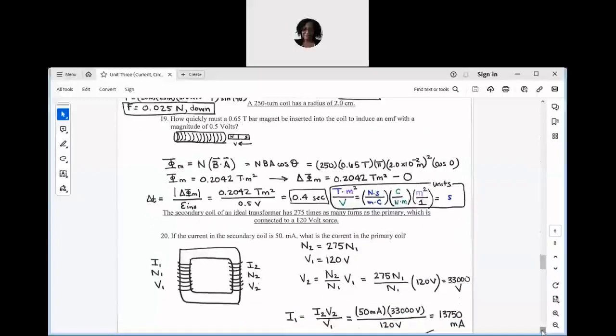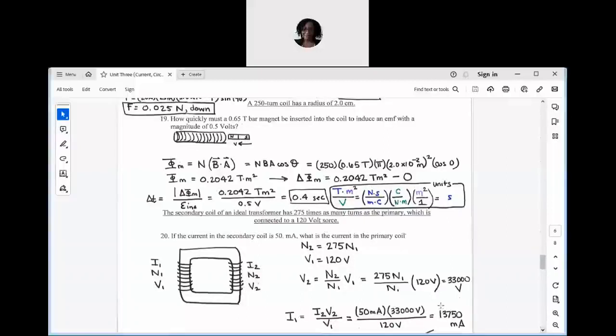Next, we have a coil with a known number of turns and a known radius. How quickly must a 0.65 Tesla bar magnet be inserted into the coil to induce an EMF with a magnitude of 0.5 volts? This is a Faraday's law problem, and you can't think of this as a Lenz's law problem, but all I'm asking you about is the magnitude of the induced EMF. I'm not asking you about the direction. So if you can determine the change in flux and relate that to the induced voltage, you're done.